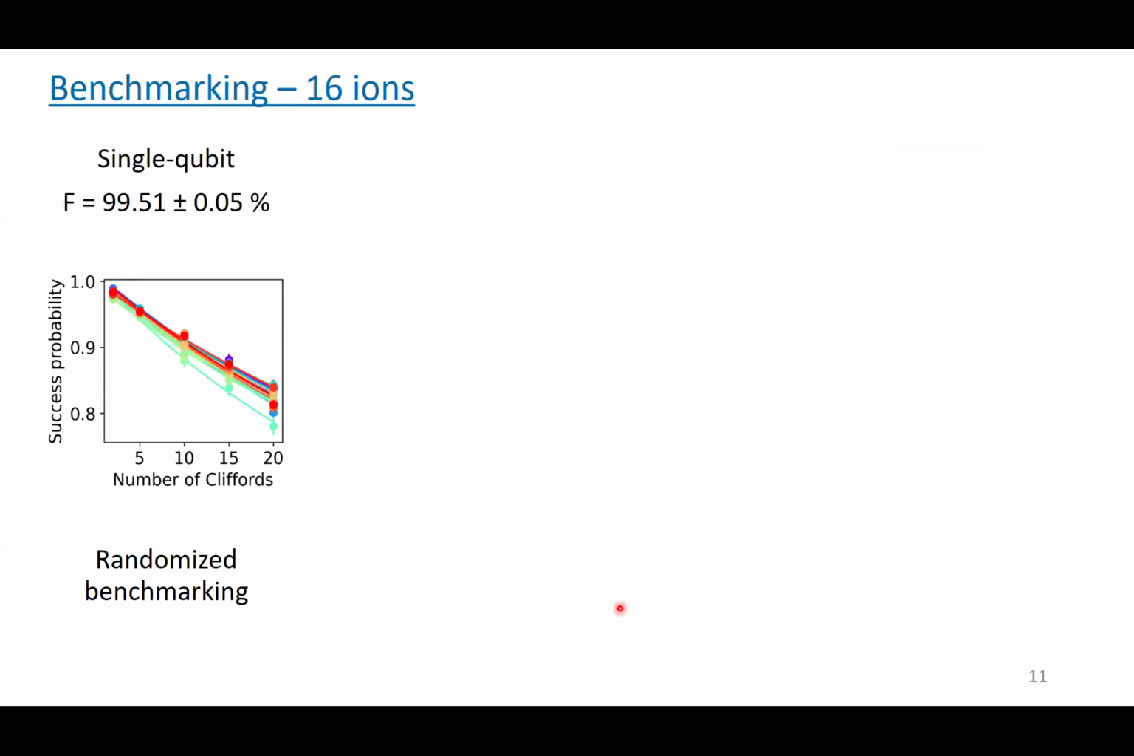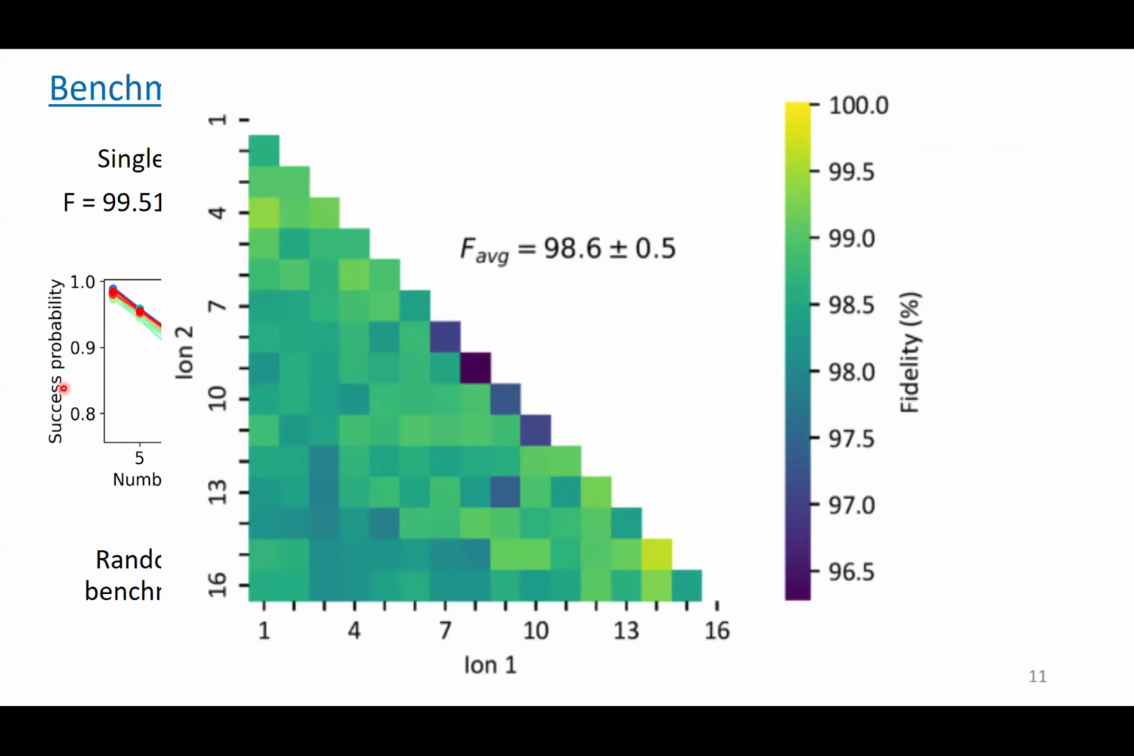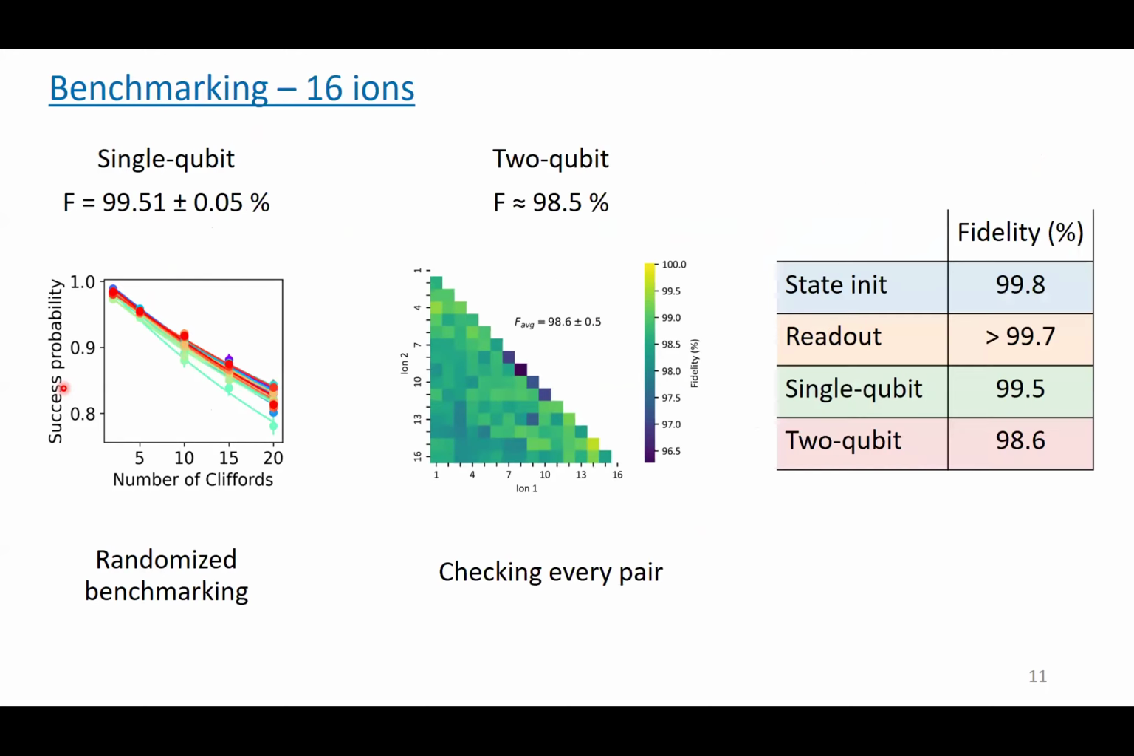So in terms of fidelities, we have around 99.5 for single qubit gates based on randomized benchmarking. For 2-qubit gates, it slightly varies from pair to pair, but on average, it's around 98.6. And for other operations like initialization and readout, it's above 99.7, and that's currently not a limitation.